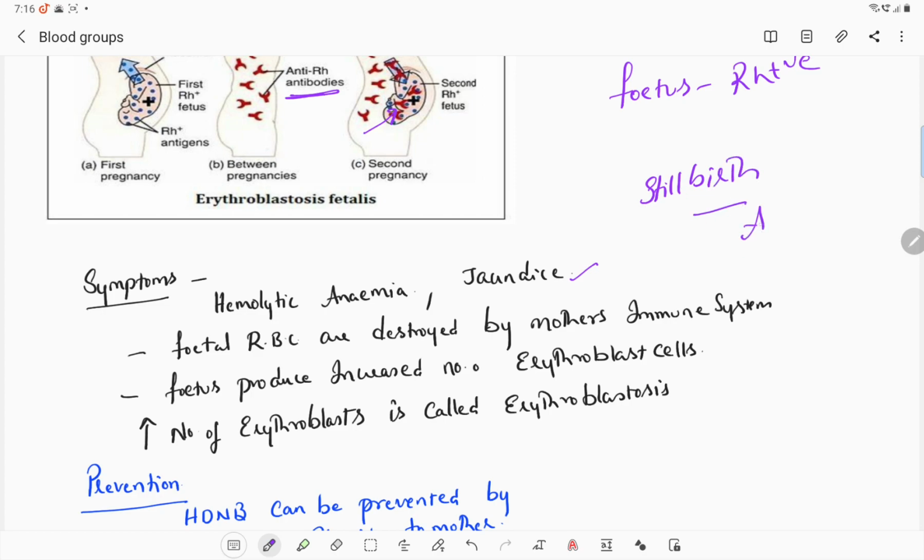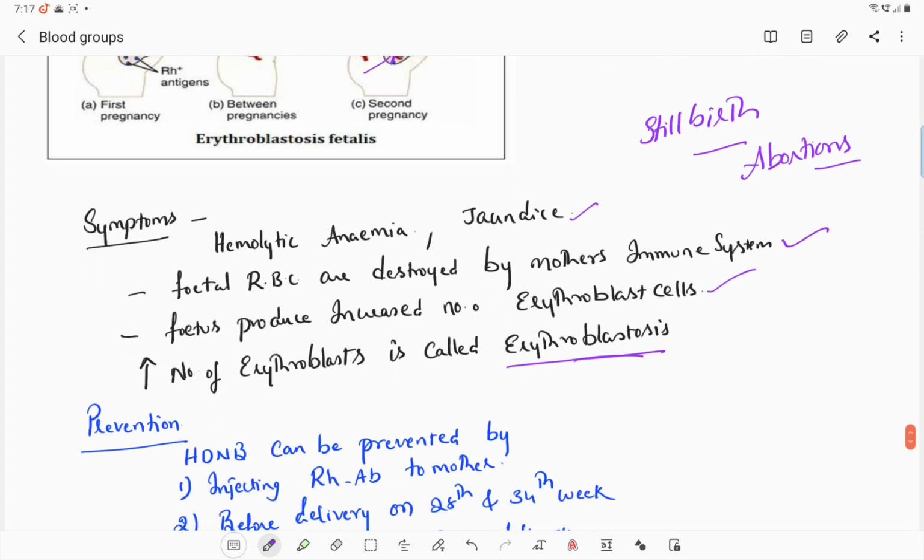Okay, and also there is a chance of abortions, right? So fetal RBCs are destroyed by the mother's immune system. Then to compensate for that, the fetus produces more erythroblast cells. That means they are producing more RBC in the erythroblast stage. If the number of erythroblasts is increasing, we call that erythroblastosis. As the erythroblast cells are produced in the fetal stage, we call it erythroblastosis fetalis.